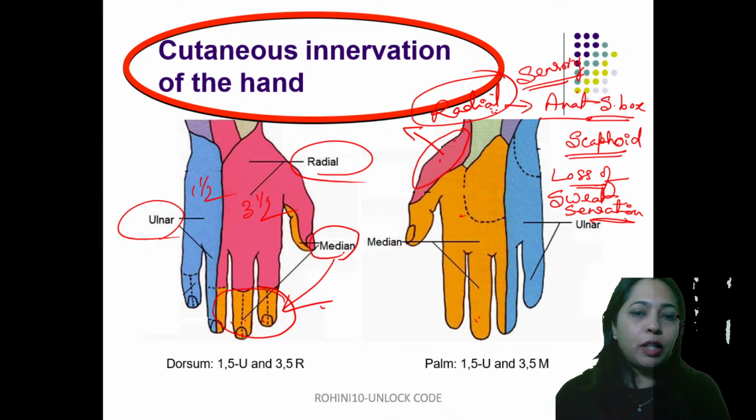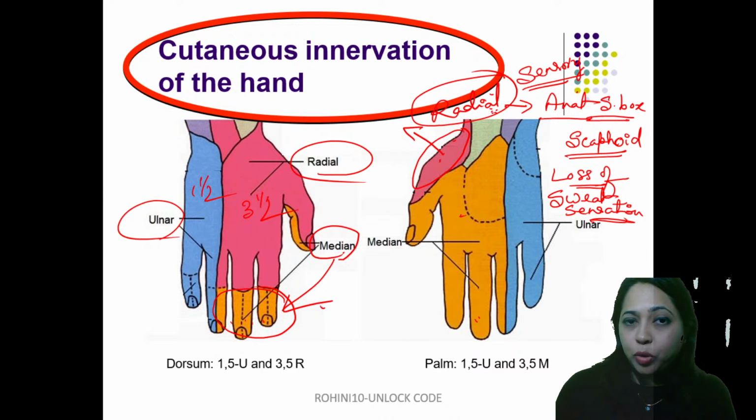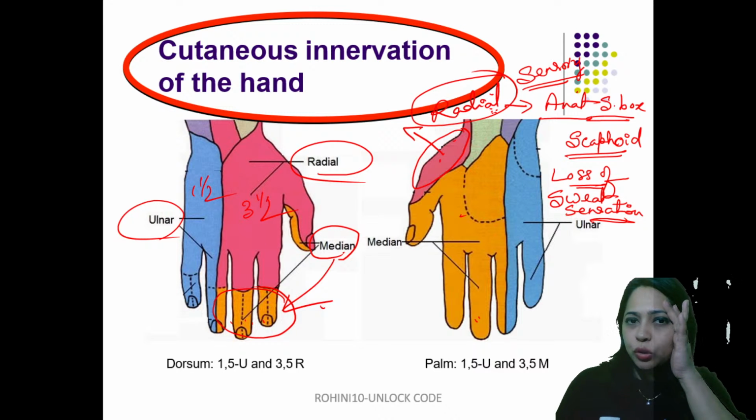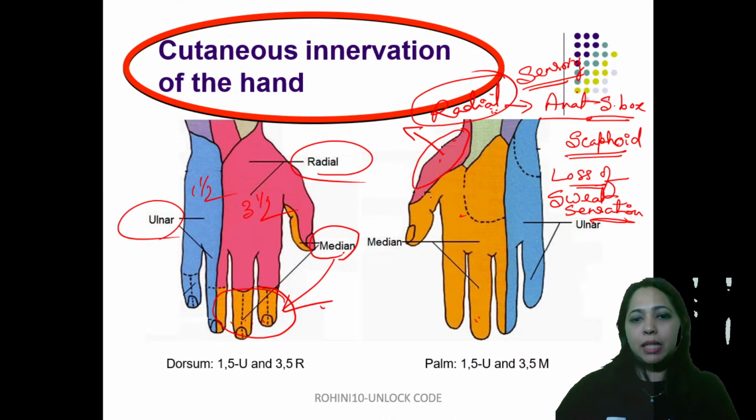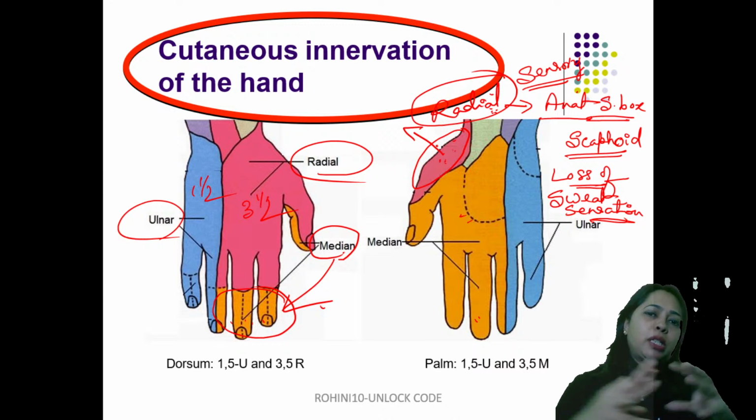Very, very important. When you read the question, see properly, have they written loss of sensation, loss of sweat in the anatomical snuff box, then immediately your mind should go to radial nerve, because that is what supplies the anatomical snuff box sensory. See here, this is the sensory. And rest all the things, even though it is 3.5 fingers median, only near the anatomical snuff box, very difficult to put it in words.